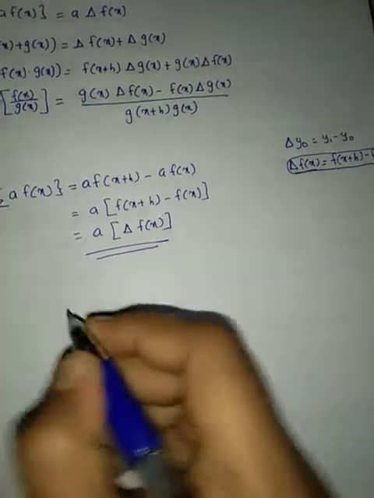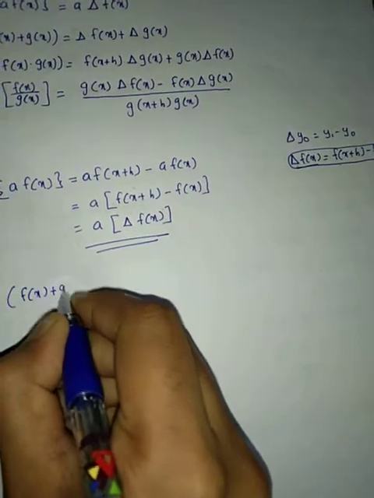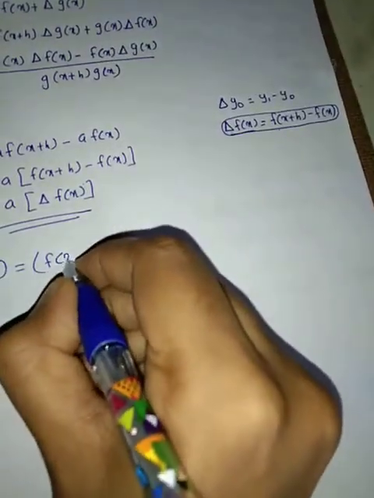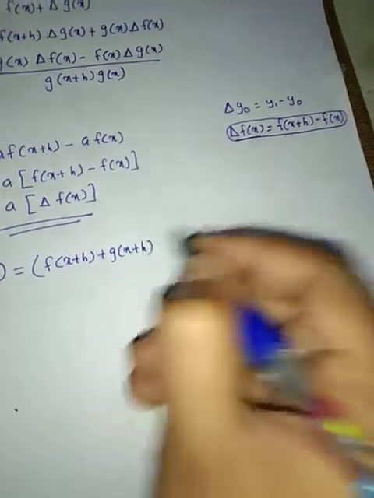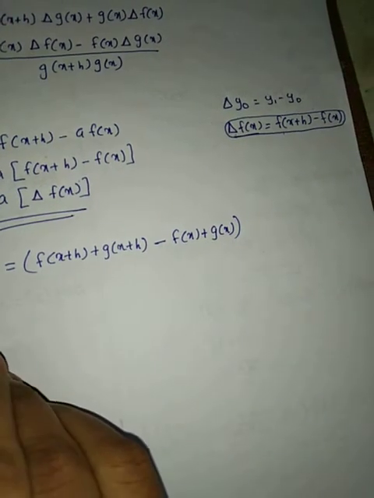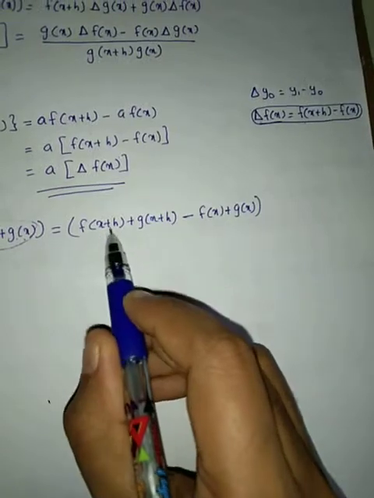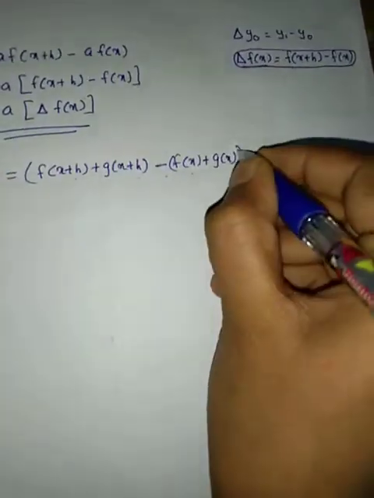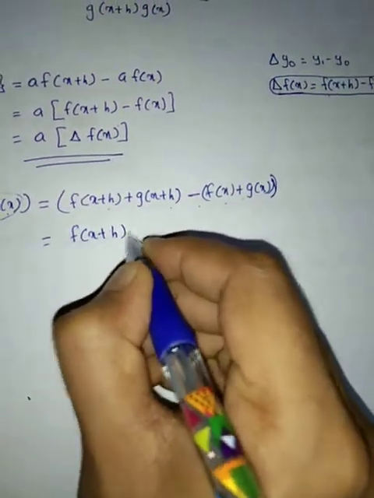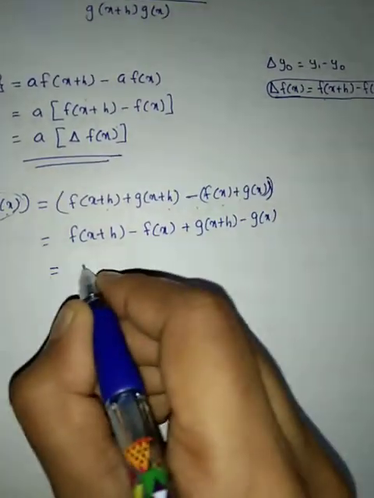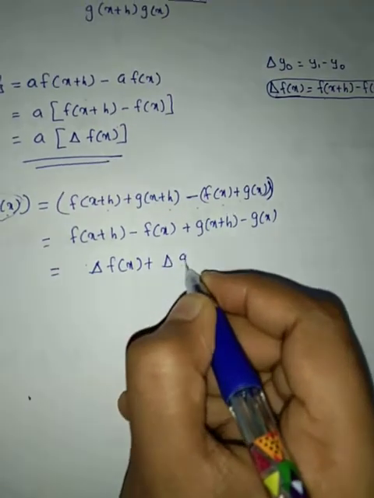Then second one, delta f of x plus g of x equal to, by using the definition, f of x plus h plus g of x plus h minus f of x plus g of x. Here f of x is replaced by f of x plus g of x as one term. So f of x plus h plus g of x plus h minus f of x plus g of x. Then it's equal to f of x plus h minus f of x plus g of x plus h minus g of x. So equal to delta f of x plus delta g of x. So proved.